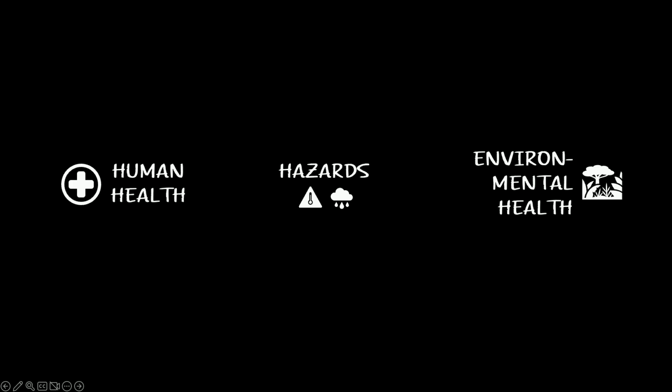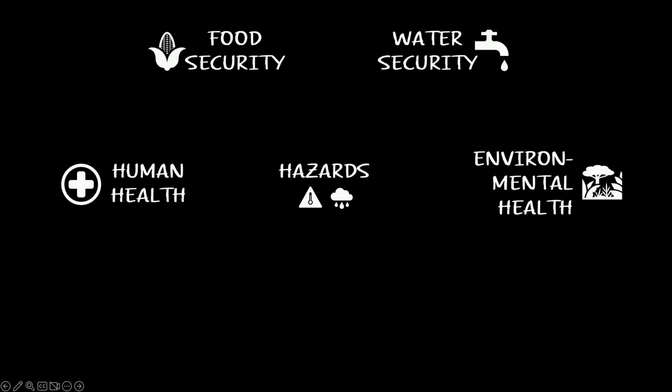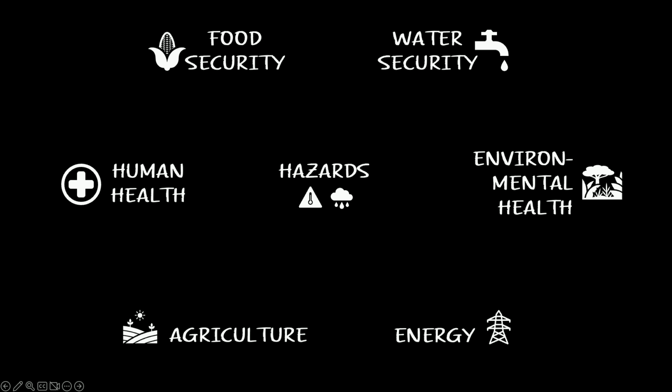And then around that, looking at a few large-scale categories. So thinking about impacts on human health and also on environmental health, issues of food security and water security, and then issues of agriculture and energy. These are the main focuses. These are the kind of things that get whole chapters in adaptation planning.